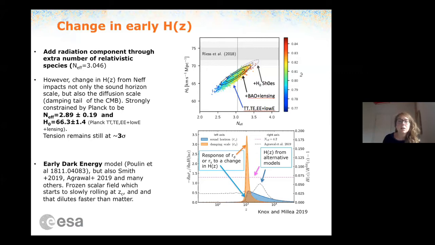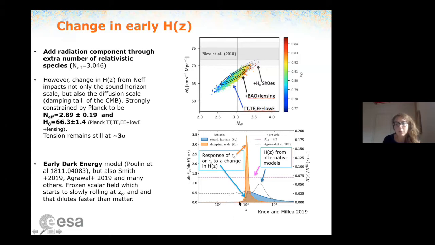And the idea here is that you have a scalar field essentially that starts rolling at a critical redshift, which is around the epoch of matter and radiation equality, and which allows you to basically change the expansion history of the universe in a redshift range that impacts more strongly the sound horizon compared to what it does for the scale of the damping tail.